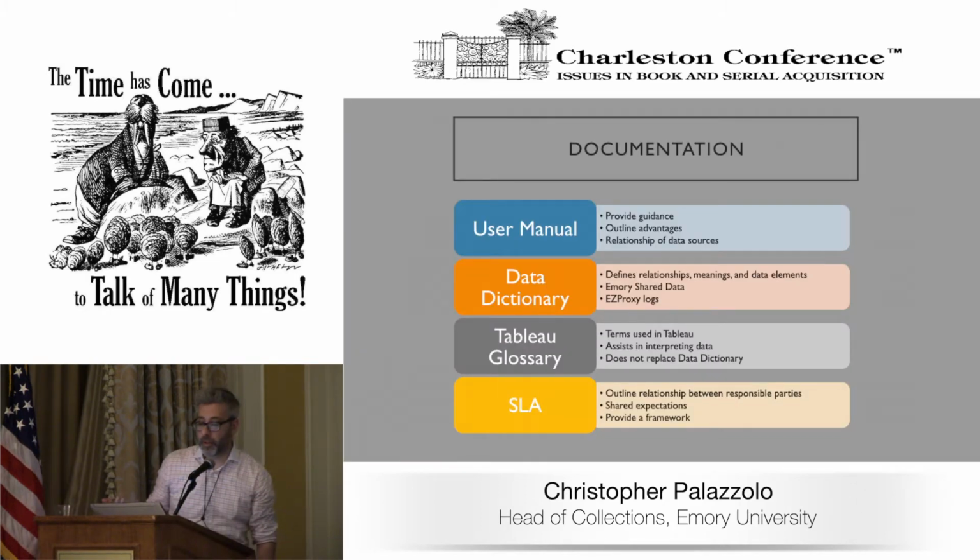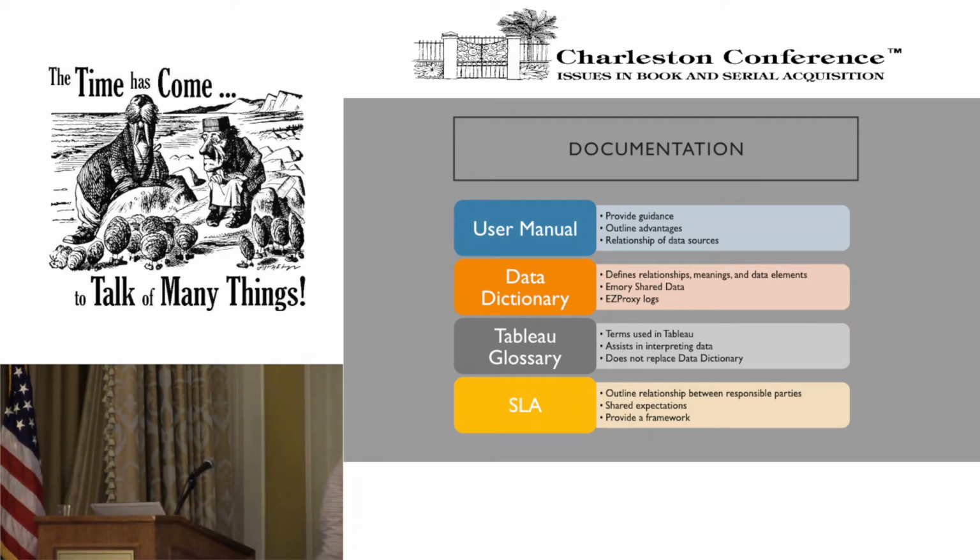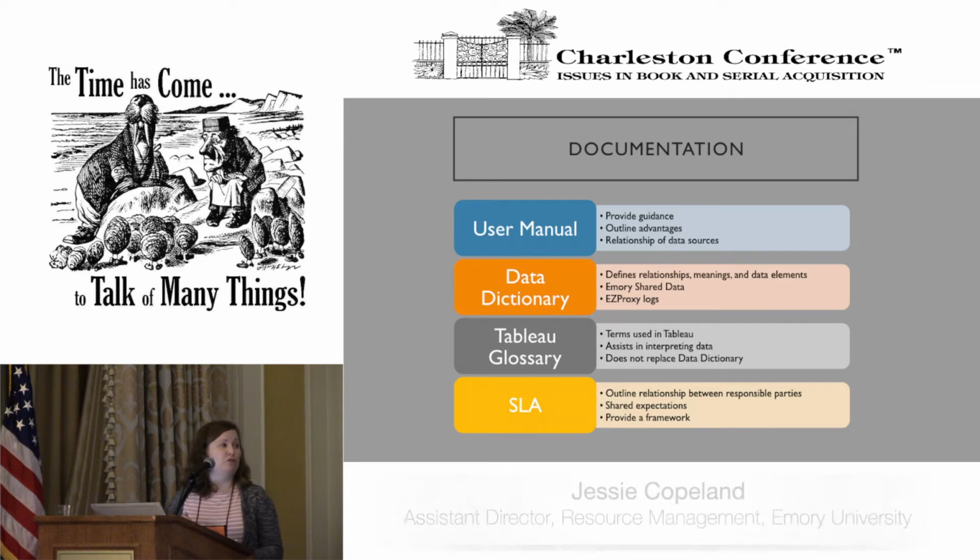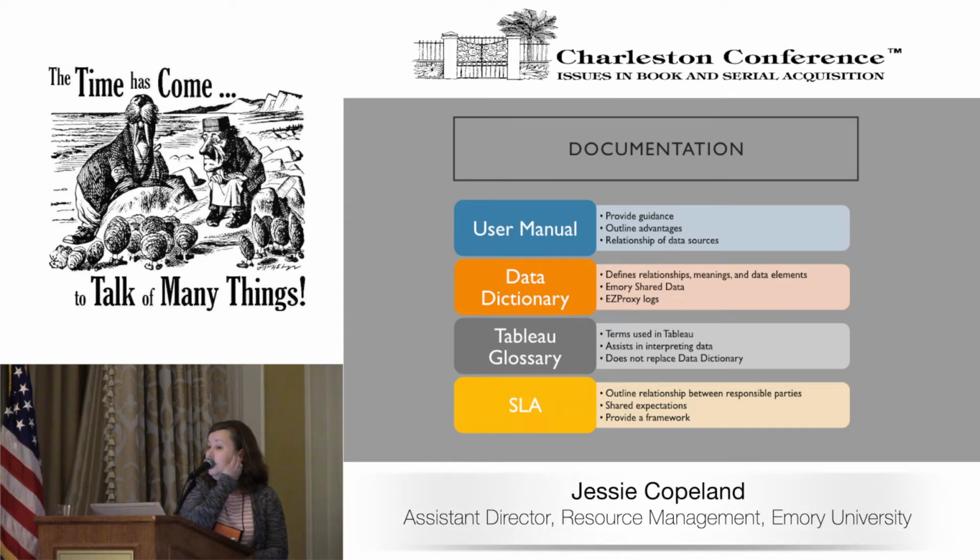So Jesse's going to talk a little bit more about the documentation, of which the user manual is part. So I'm not going to spend too much time on this. We created several internal documents, a user manual, a data dictionary, a glossary for Tableau, which is what we're using for interpreting the data, and Chris will show you a little bit more of that. And we also have a service level agreement. We are very big on agreements and OLAs and SLAs at Emory.